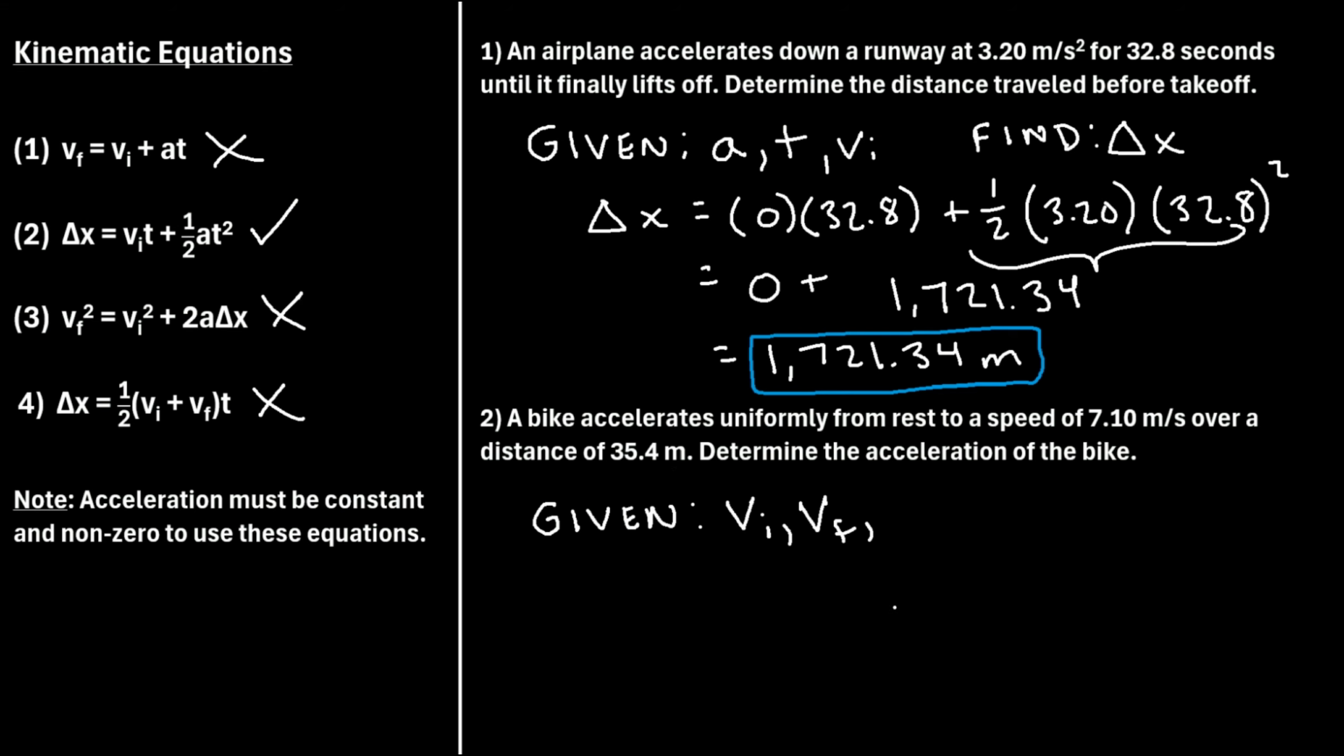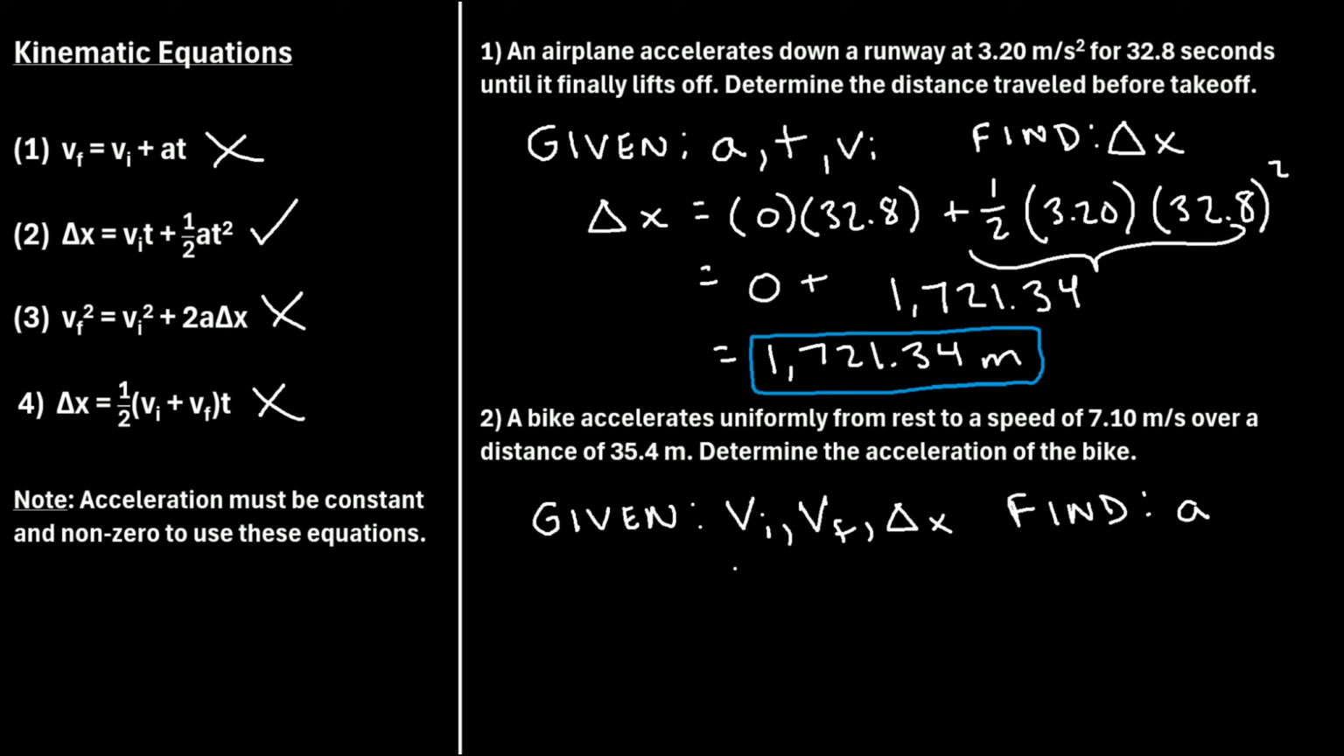So again, in this example, we have some bike. Let's say it starts here, and then it travels this way for 35.4 meters. So this distance right here, again, is going to be the displacement of the bike. So we're also given the displacement, and we want to find the acceleration. So we'll say find a.